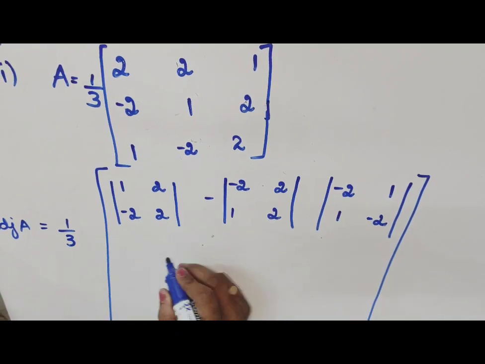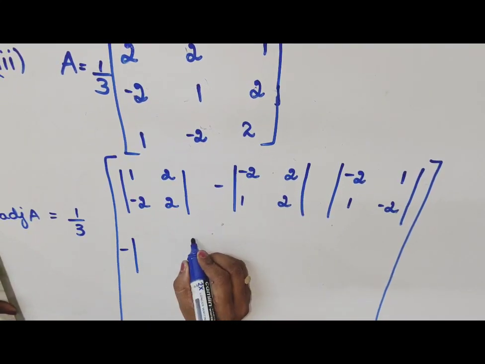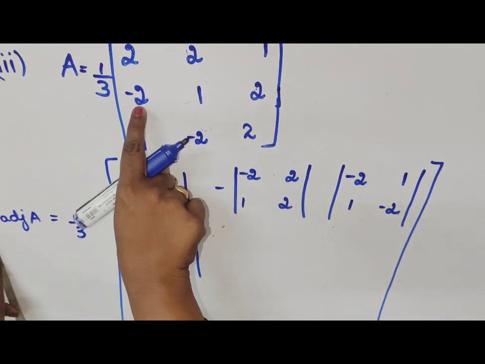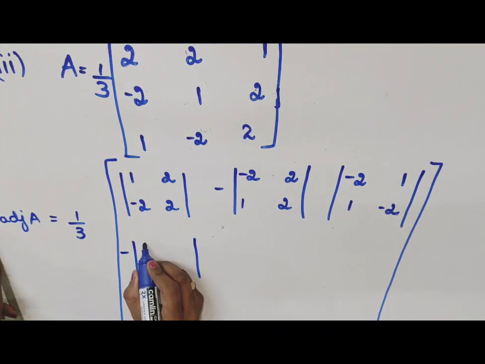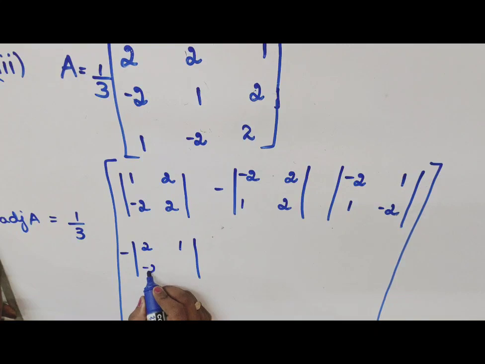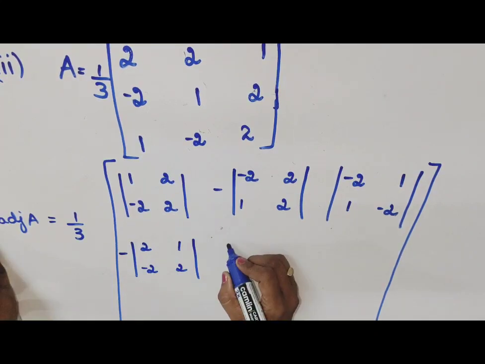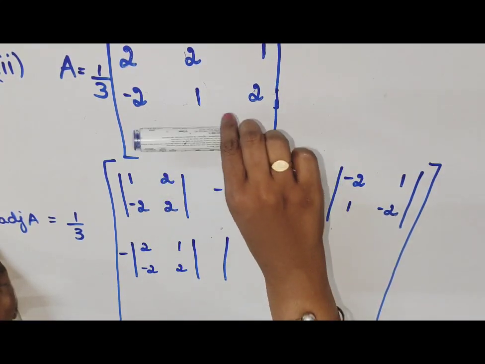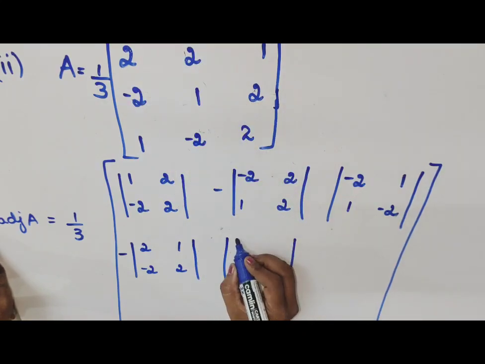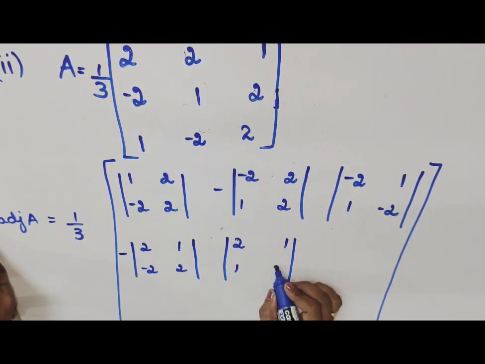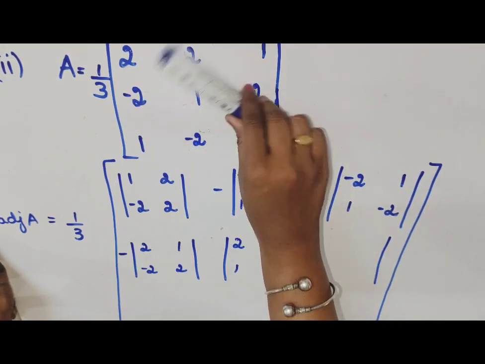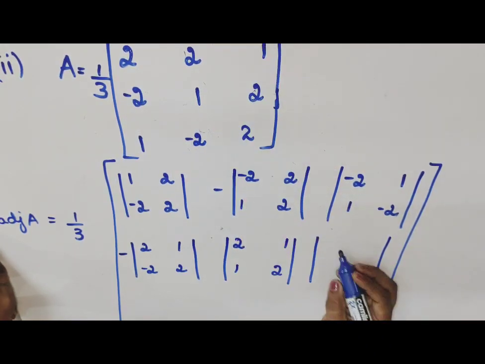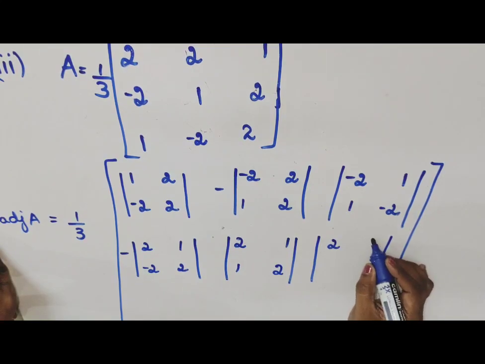Alternative terms minus. So now minus. We have to write it for this minus 2. We have to omit this row and this column. So my matrix would be 2 1 minus 2 2. And for the next term we have to write the minor. We have to omit this row and this column. 2 1 1 2. And for the next term, this row and this column to be omitted. 2 2 1 minus 2.